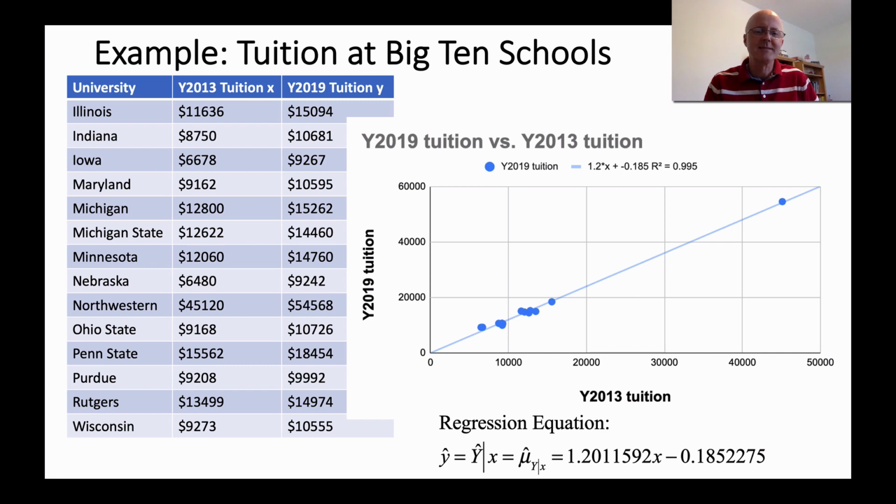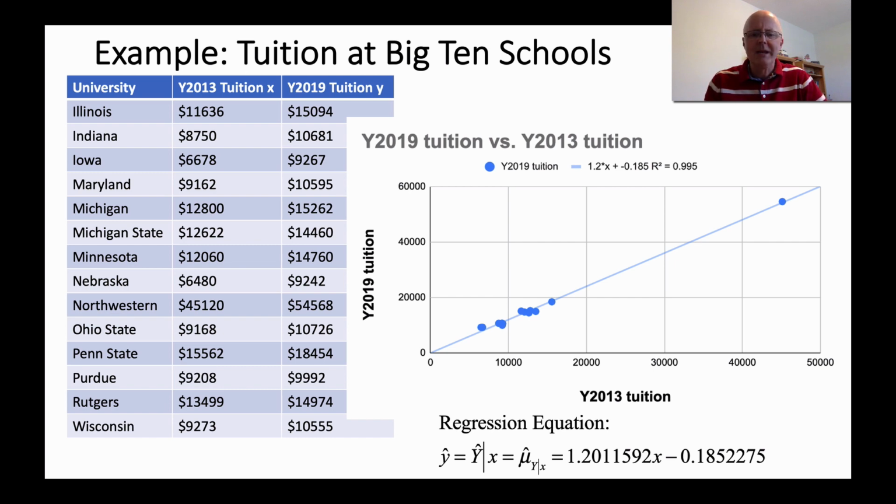In this more advanced statistics class, we talk a lot about random variables. The capital Y emphasizes that the 2019 tuition for any given x could be thought of as a random variable. The vertical line there means given that we know what x is, we know what the 2013 is. That's a random variable, and again the hat means we're trying to estimate a value of that.